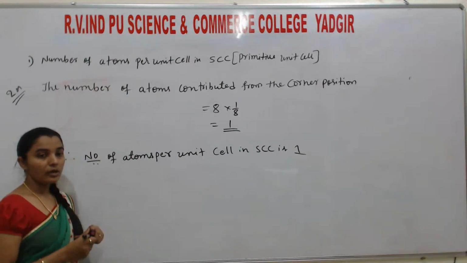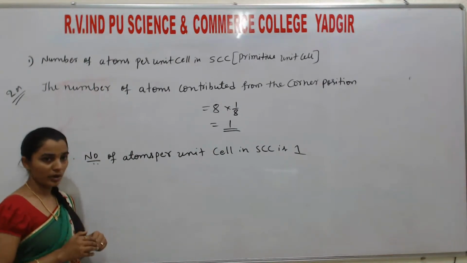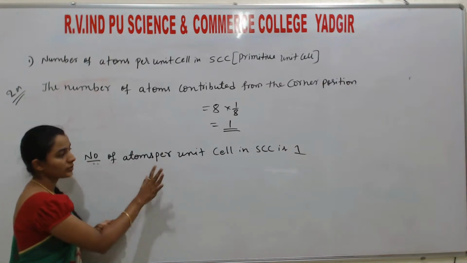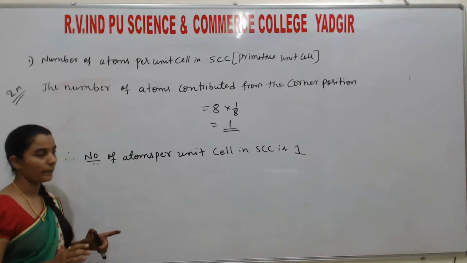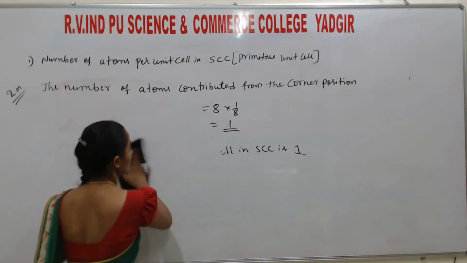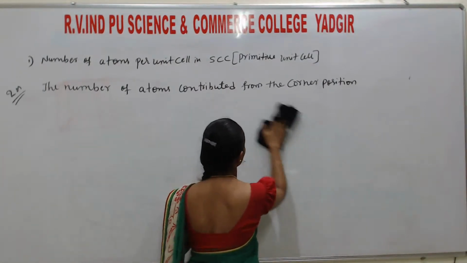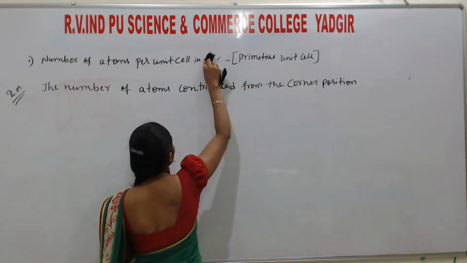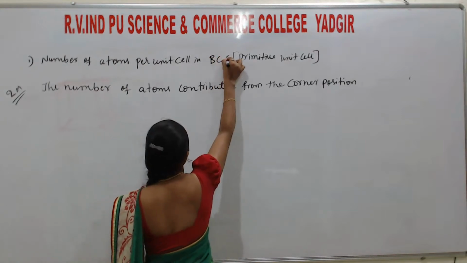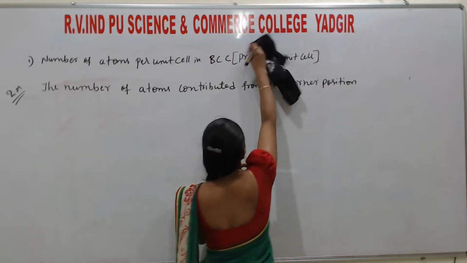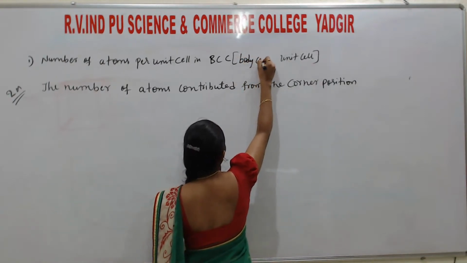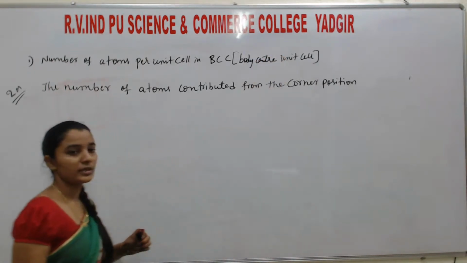So in the primitive unit cell, the constituent particles are present only at the corner positions. There is no need to add extra atoms. So the number of atoms per unit cell in SCC is 1. Next one is the number of atoms per unit cell in BCC. BCC means body centered unit cell.